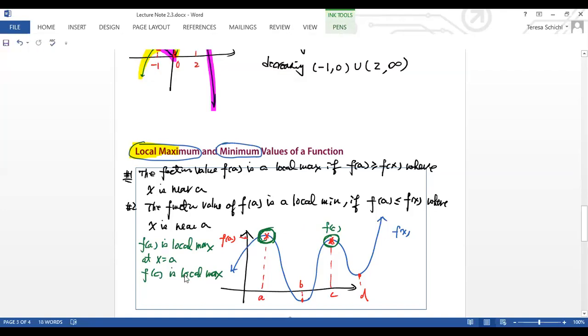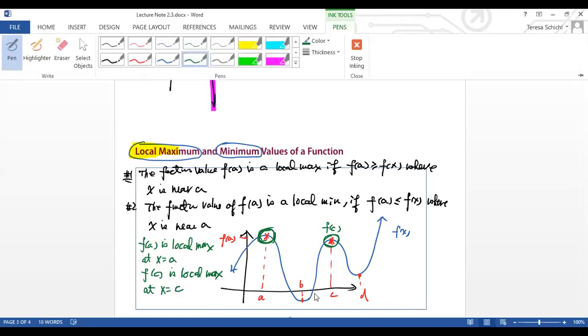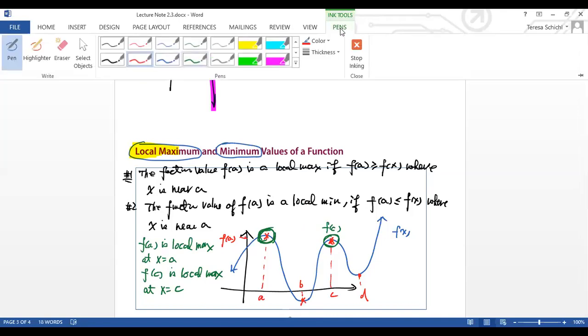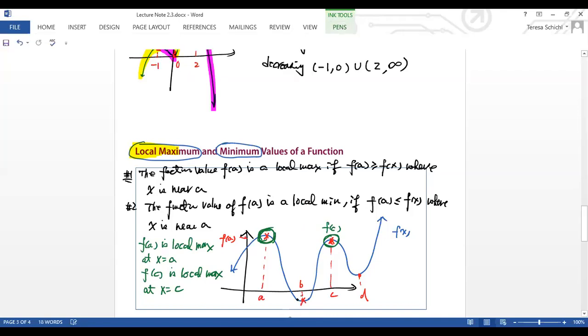So we will say f of c is a local max at x equal to c. Now let's take a look at the b here. If you look around, what happens at the b? This is the valley, at the bottom of this valley. So at the b, this is the smallest value around this neighborhood.